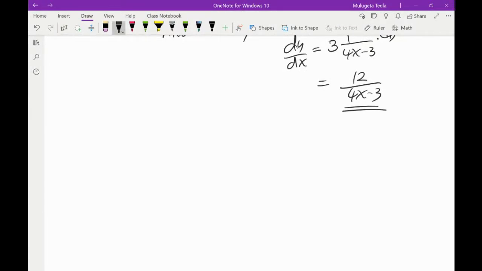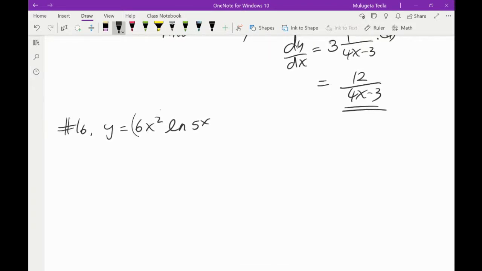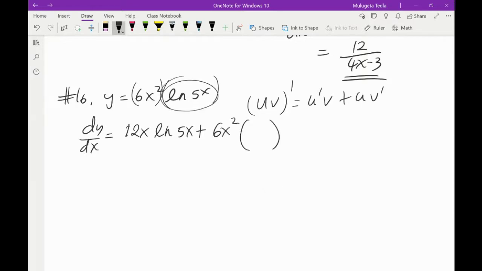So number 16 is product rule. y equals 6x squared ln of 5x. There are two functions, one of them is u, the other one is v. Then (uv)' is u prime v plus u v prime. So dy by dx is the derivative of u, which is 12x, times v, plus u times the derivative of v, which is 1 over 5x times the derivative of 5x.